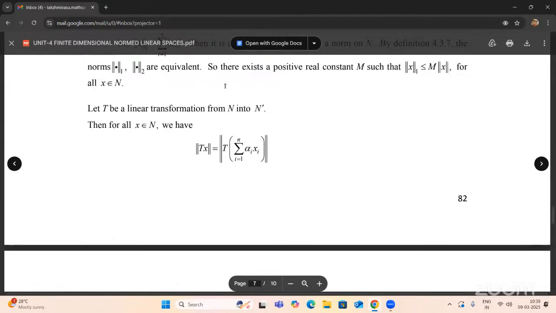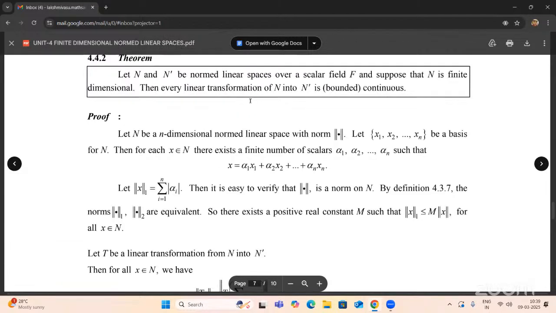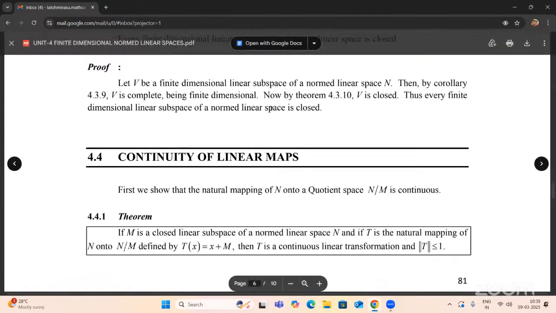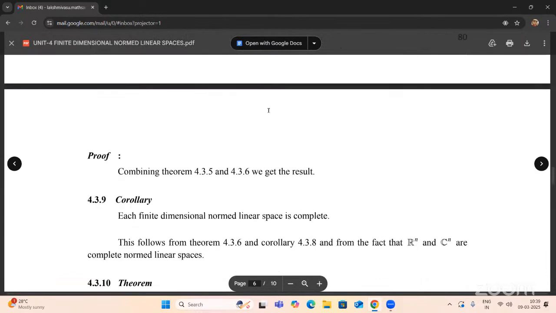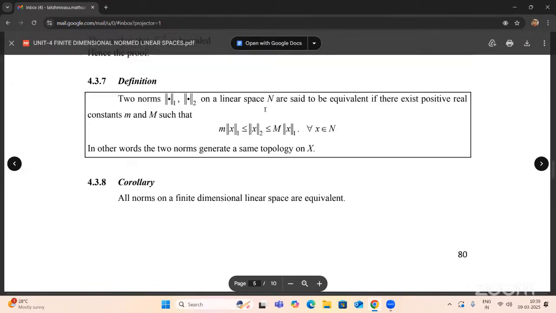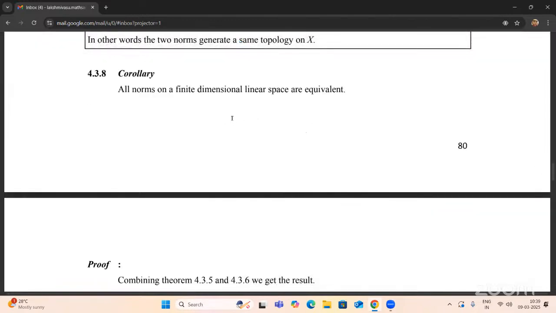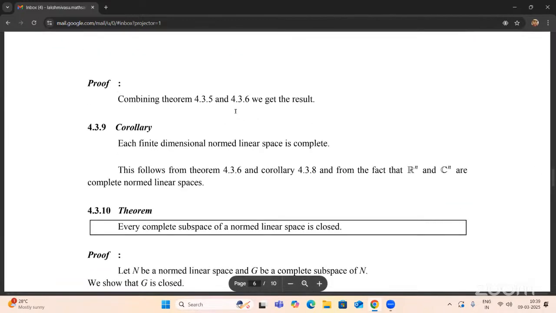Let T be a linear transformation from N into N dash. So how do we derive that any two norms are equivalent? To prove that any two norms are equivalent, you must present the proof here. Now, that is theorem 4.3.7, which we have already explained here. Okay, there is no doubt.